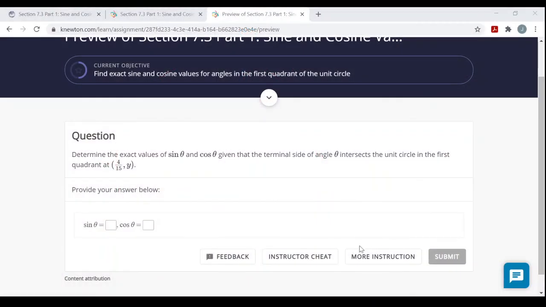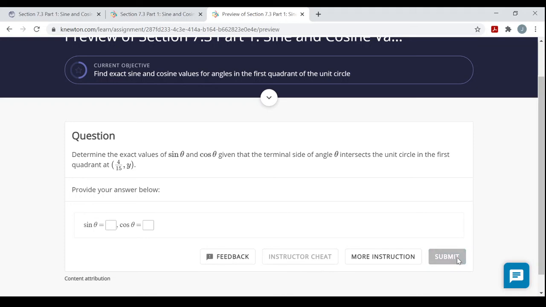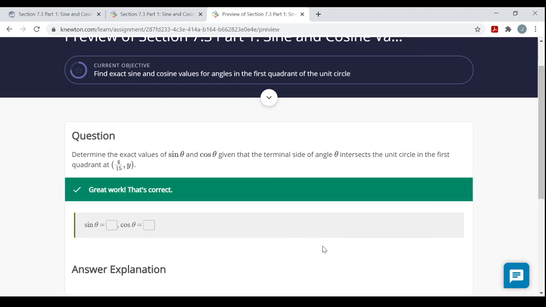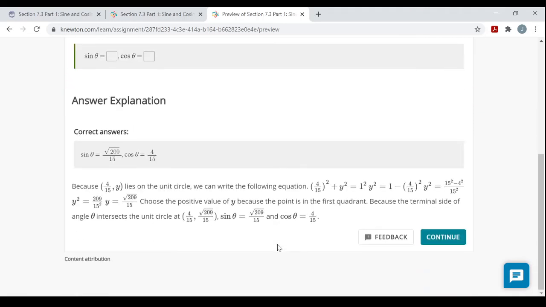So back here, and I'll just do the instructor cheat so we can see it. All right, and submit. And you'll see that the sine was the square root of, where is it? See, square root of 209 divided by 15 that we found. That was the y-coordinate, and the x-coordinate 4/15 was the cosine.